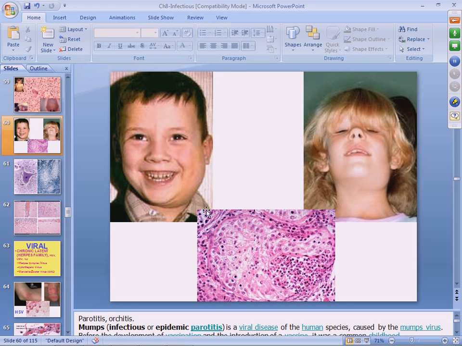And classically, you see the swelling, could be bilateral, usually a little bit more unilateral, in anatomically the exact area which is the parotid gland, okay, at the angle of the jaw and extending inferiorly and a little bit anteriorly.